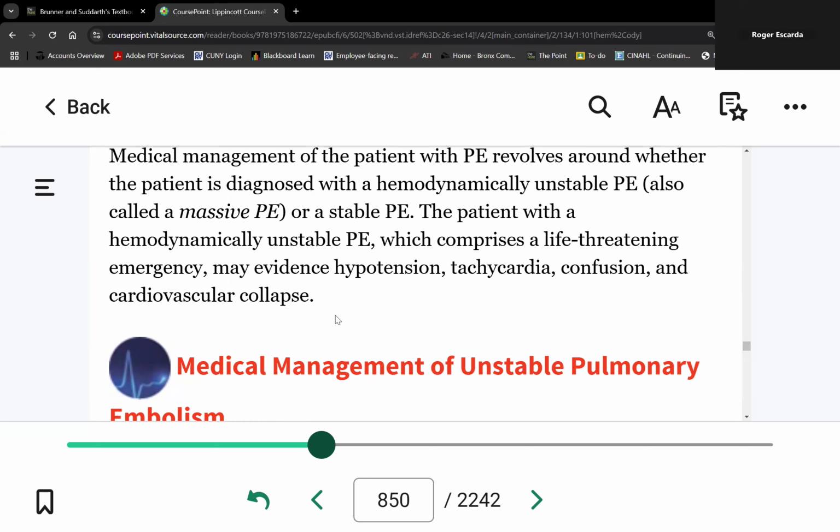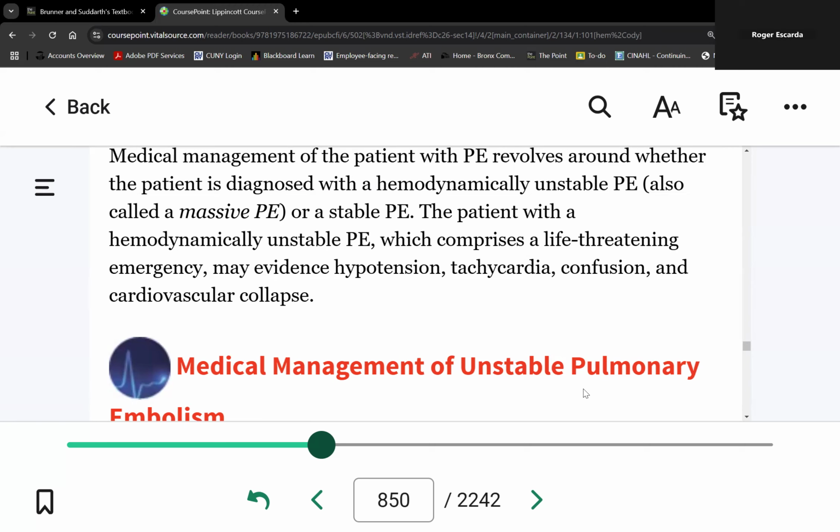So what do you think the treatment will be if it's a massive PE? First, we'll deal with the cardiac arrest. So what do we do? Okay, CPR, full ACLS. And then meanwhile, there's a clot. So what do we do? Alteplase. Okay, alteplase will be given.